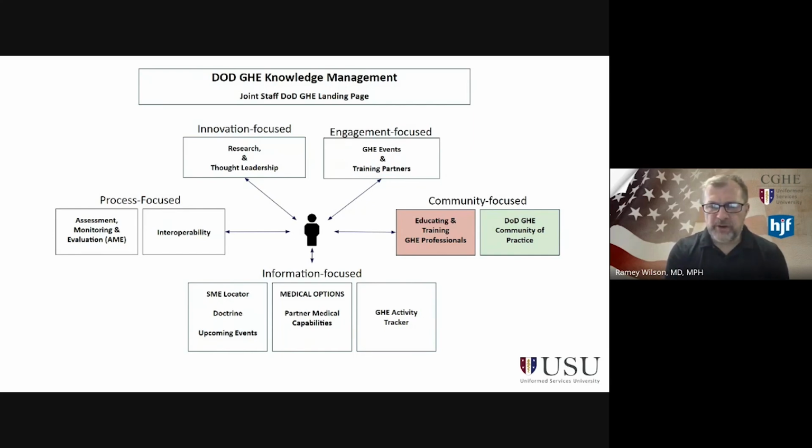The next area of focus is information focused, and you can see this is how do we curate, cultivate, get all the information that's helpful for GHE individuals in one location, whether that's how do we find an expert, what's the current doctrine, what are the current policies, what are the upcoming events. We have a specific line of effort that I'll show you in a minute called Medical Options, which is a database of partner capabilities, but also has resources for getting more information about specific countries or health systems, and potentially a repository for AARs that are done of global health engagement activities.